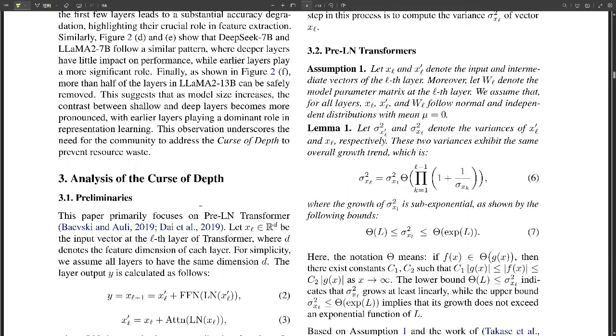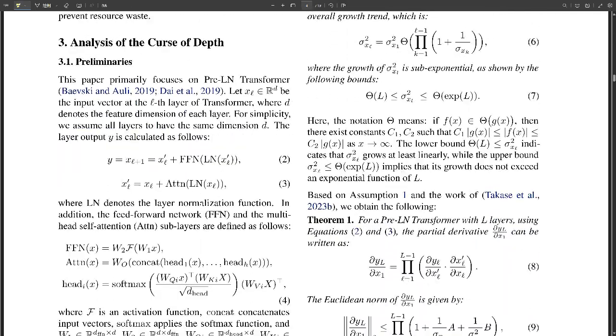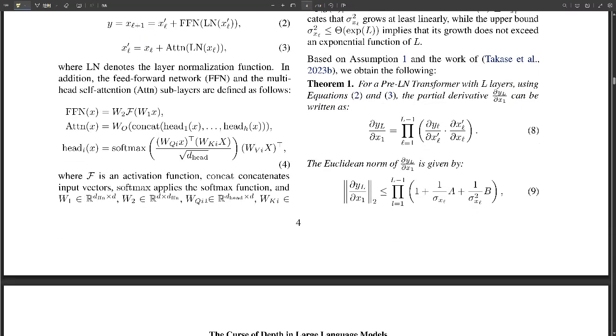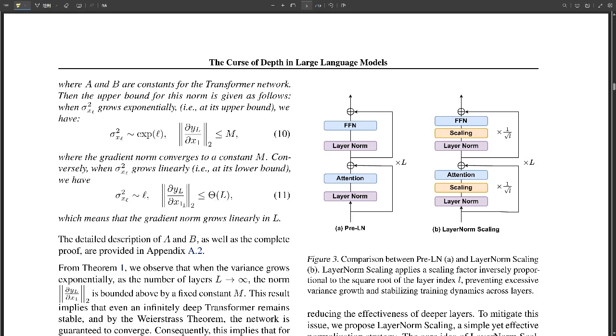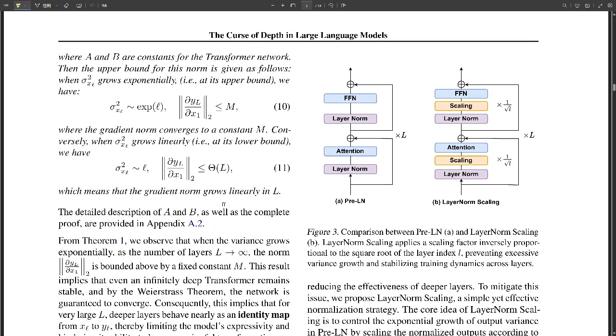By keeping the variance in check, LayerNorm Scaling stops those deeper layers from becoming useless. It makes sure they're actually involved in the learning process. This is really cool. It's like we're giving those lazy layers a pep talk and helping them reach their potential. So what kind of results are we seeing with this LayerNorm Scaling? The results are actually really promising.